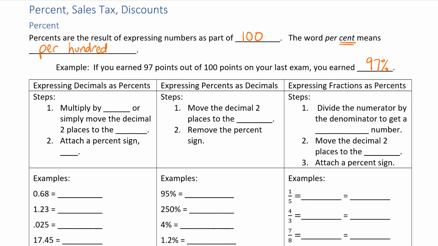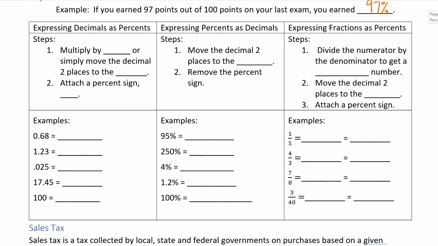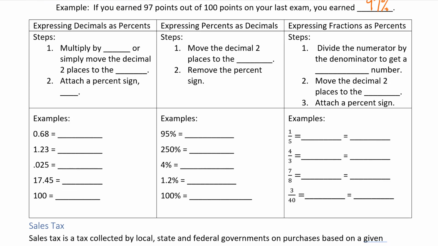So we're going to be doing a couple things. We're going to first express decimals as percents, then percents as decimals, and then we're also going to do fractions as percents. So when we're expressing decimals as percents, what you're going to do is multiply by 100, or simply move the decimal places 2 spaces to the right. And then you're going to attach the percent sign.